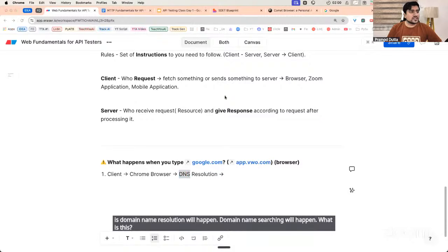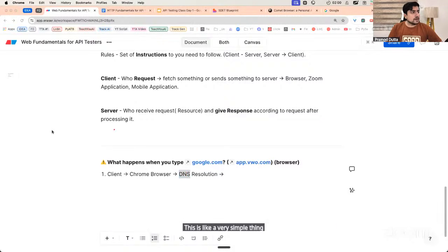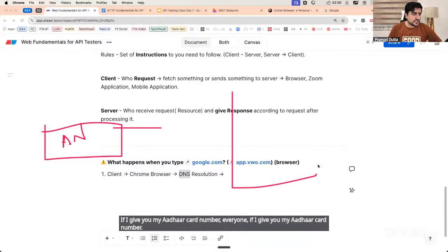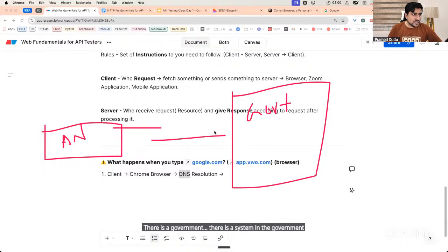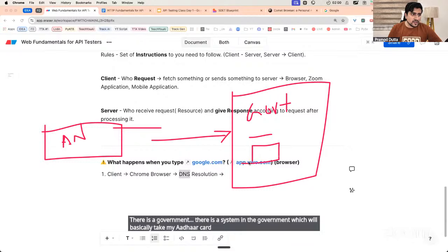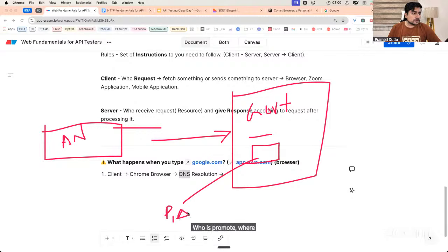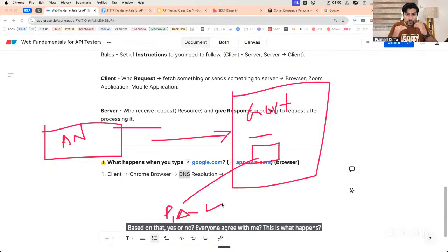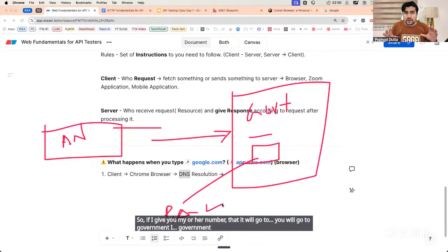What is this? This is a very simple thing. For example, if I give you my Aadhaar card number, everyone, first of all, there is a system in the government which will take my Aadhaar card, and then they will know who is Pramod and where the home of Pramod is, based on that. Yes or no? Everyone agrees with me? This is what happens. So if I give you my Aadhaar number, the government will see that, okay, this is the Aadhaar number. Based on that, they will figure it out: okay, this is Pramod, this is their home and everything.